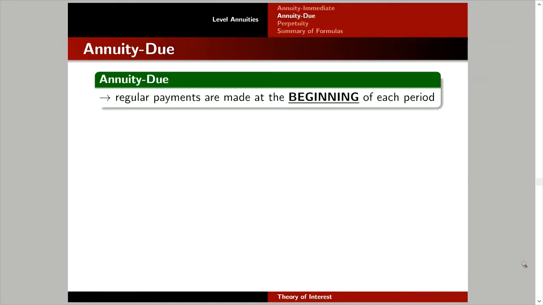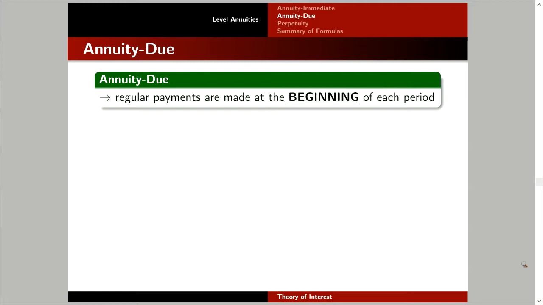Okay, so annuity due is the second type of annuity certain that we are going to discuss. So what is an annuity due? Well, it is a series of payments made at the beginning of each period. So if you recall our annuity immediate, payments there are made at the end of each period. So that's the main difference between annuity immediate and annuity due.